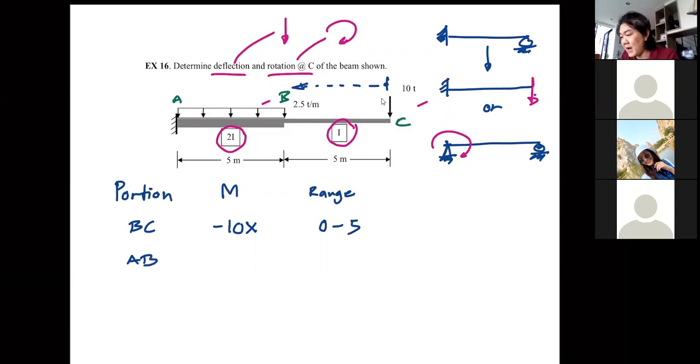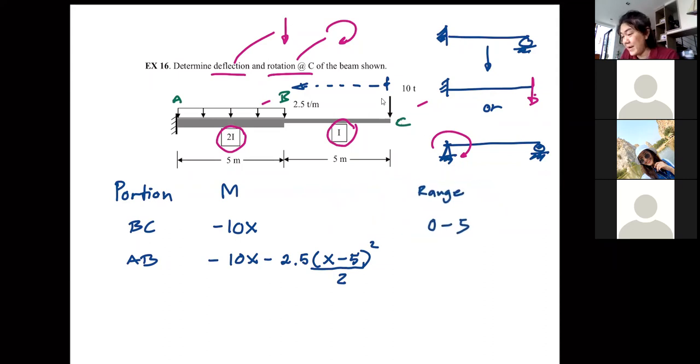Okay, and now we move on to piece AB. Now it's getting tricky because if I want to keep the x there, what would be my equation? But remember, we are now writing moment on the portion AB. And if my x begins from there, my moment equation would still be minus 10x minus w, which is 2.5, but now my x is going to be (x minus 5) squared over 2, right? Really, I need to move this. Okay, and now my range will be 0 to 10.